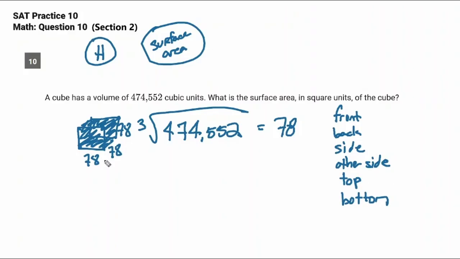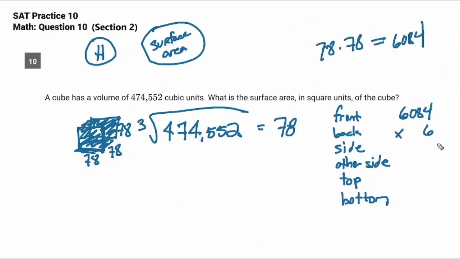If you deal with the front, it's going to be 78 times 78. So you do that on your calculator. You're going to get 6,084. What's like the front? I already talked about it. Back, side, other side, all of these: 1, 2, 3, 4, 5, 6. So there's 6 things. They're all 6,084. Obviously calculator math. And when you do that, you're going to get 36,504. And that's it. That's the answer.